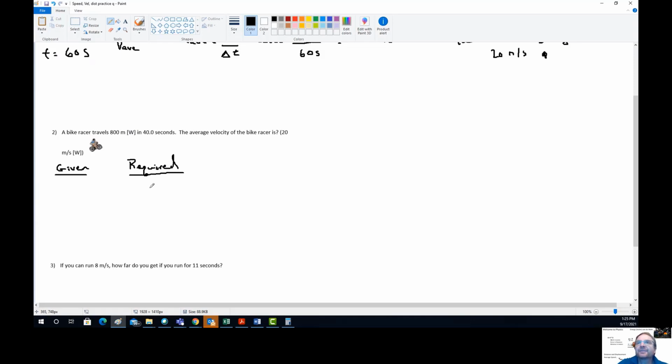Average velocity. Find velocity. In other words, I'm going to want a magnitude, like meters per second. Say maybe it's 10 meters per second west or something, right? Oh yeah, we are going west. Okay, so let's see what happens here. We're going to find V.